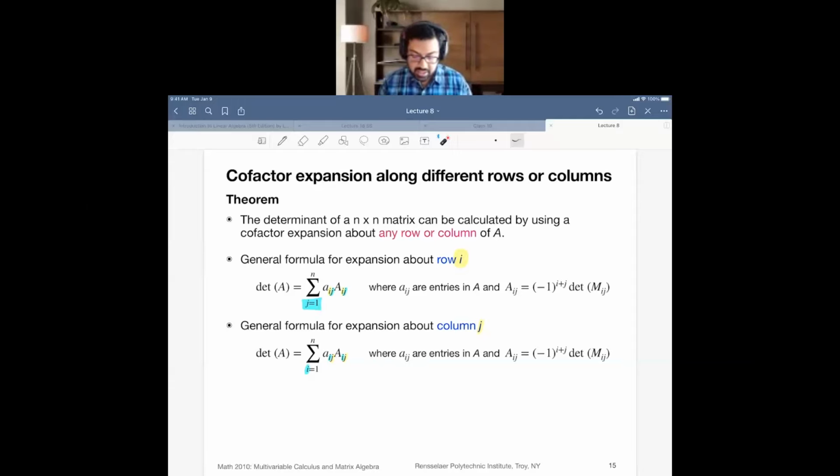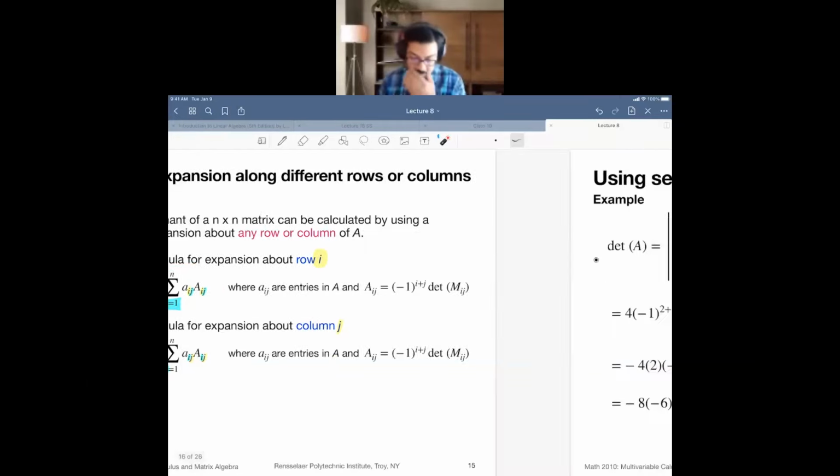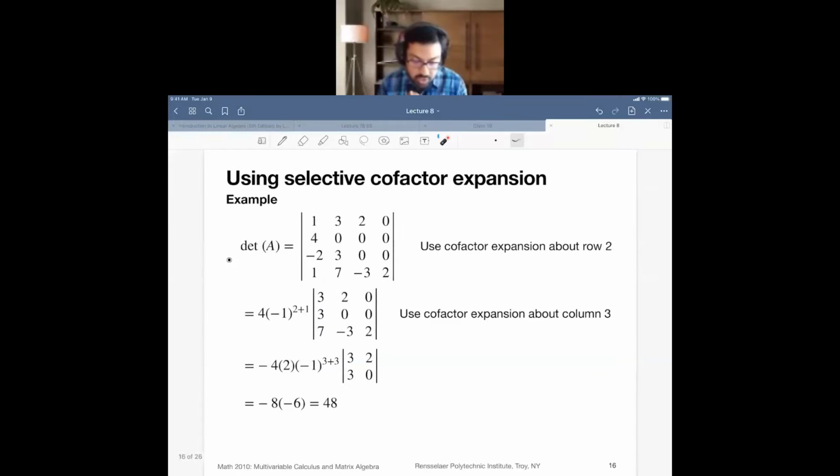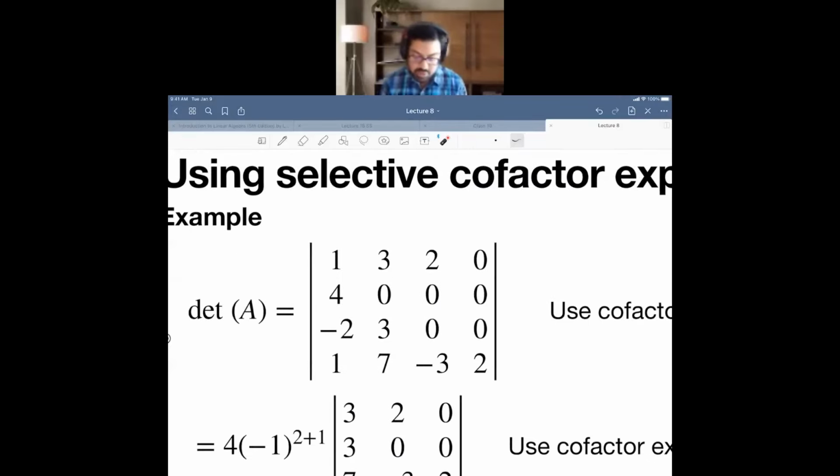Okay, so you can simply write that as a summation in a compact form like this: elements with their cofactors. Next, let's try to do a selective cofactor expansion. Which one should I pick, right? So let's see, if I observe this particular matrix here, A is this matrix inside this, and you're trying to go for the determinant of the matrix.